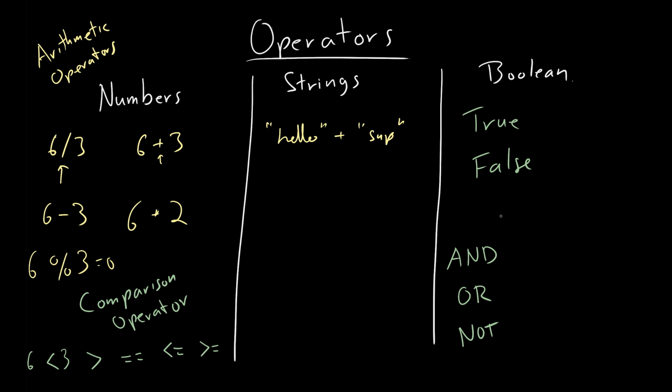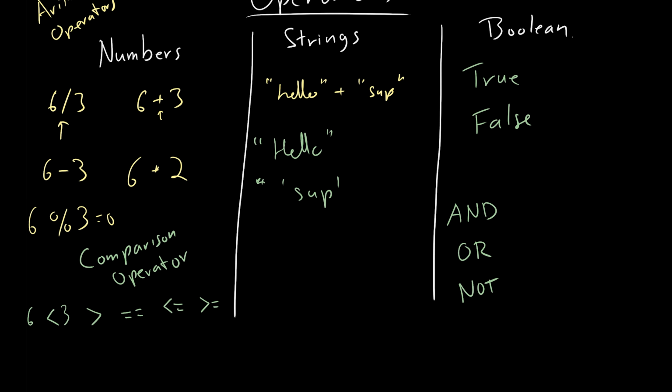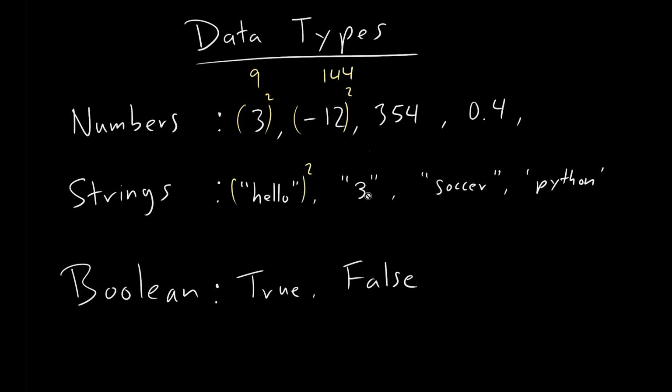Now let's talk about strings. For strings, what strings are anything that are between double quotes or single quotes, like hello, you know, or sup, right? Let's look back at our other page. As you can see, we got hello, 3. So this might be confusing. You might think, oh, this is definitely a number. Yes, it's a number, but because there are quotes around it, it's actually a string.